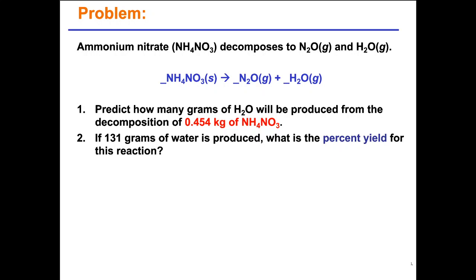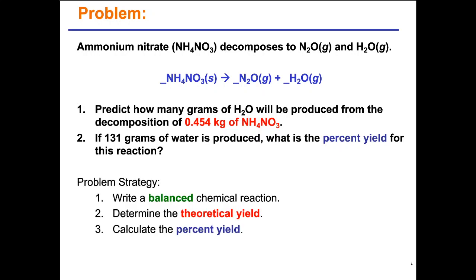Here we have ammonium nitrate, and this is undergoing what we call a decomposition reaction. It says ammonium nitrate decomposes to N2O and H2O. What they want us to do is to predict how many grams of water will be produced from the decomposition of 0.454 kilograms of ammonium nitrate. And then they tell us if 131 grams of water are produced, what is the percent yield for this reaction?